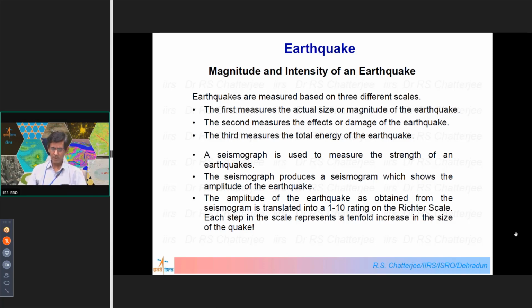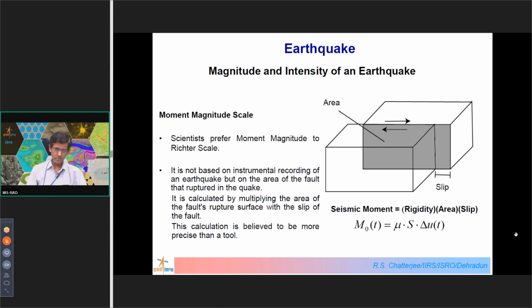The amplitude of the earthquake, as obtained from the seismogram, is translated into a 1 to 10 scale, the Richter scale. Each step of the scale, from 1 to 2, or 2 to 3, or 3 to 4, represents a 10-fold increase in the size of the earthquake. So it is not just 1, but a 10-fold increase from 2 to 3 or from 3 to 4.